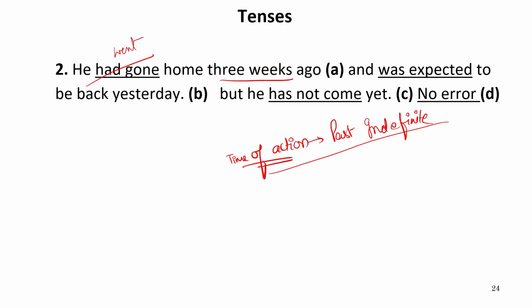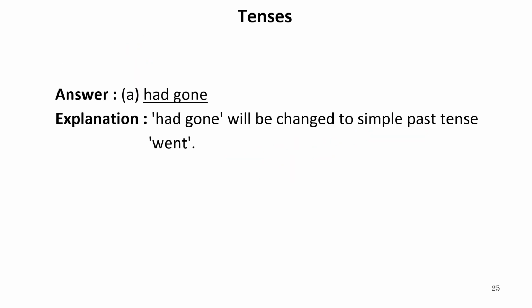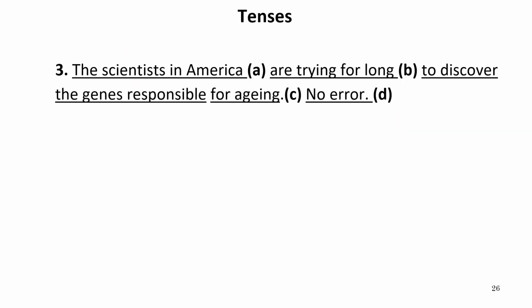Now we'll see the next sentence. Here we know well that had gone will be replaced with went. The scientists in America are trying for long to discover the genes responsible for aging. Now, as we know well, some actions which are in present continuous tense, if they are followed by some duration of time with since and for, they should be written in present perfect continuous tense.